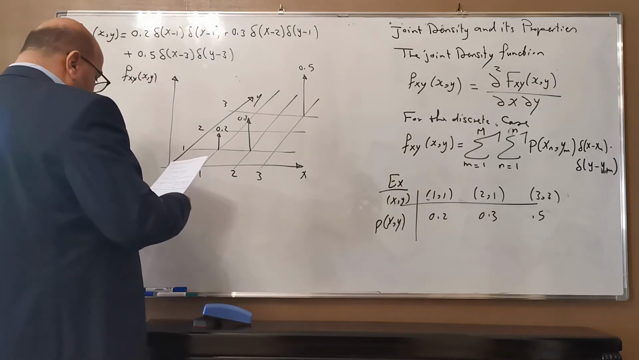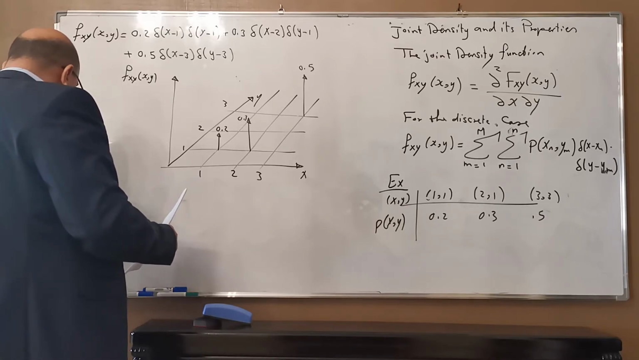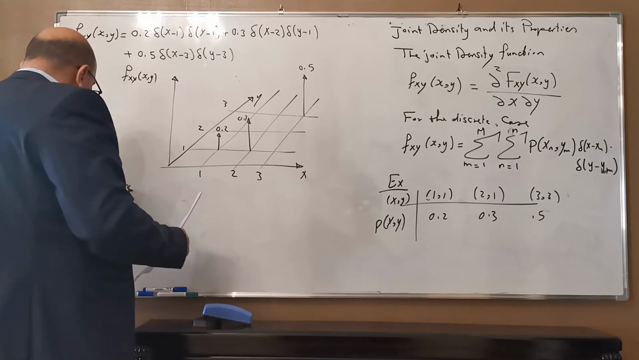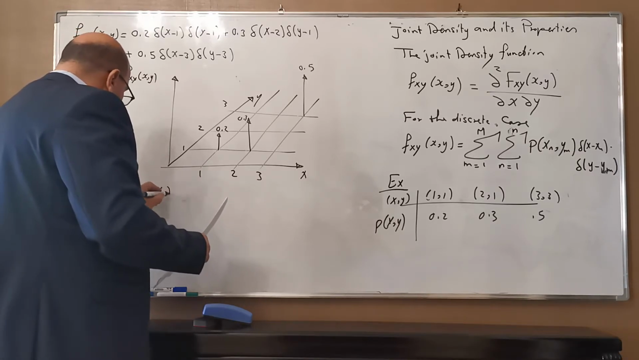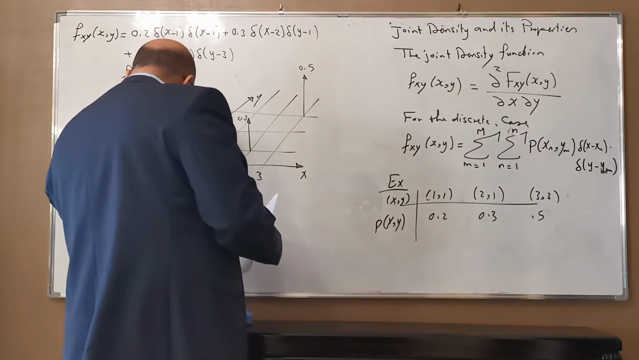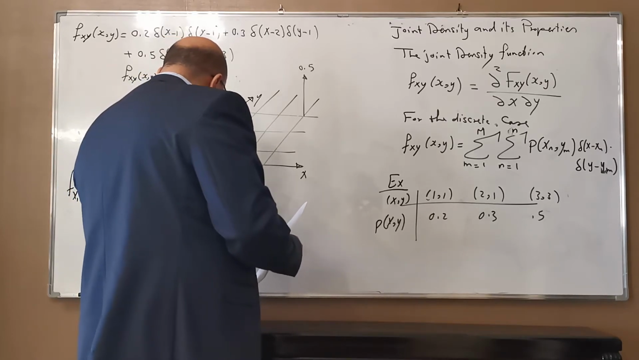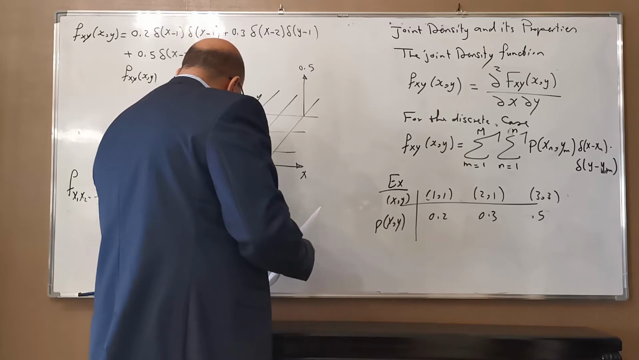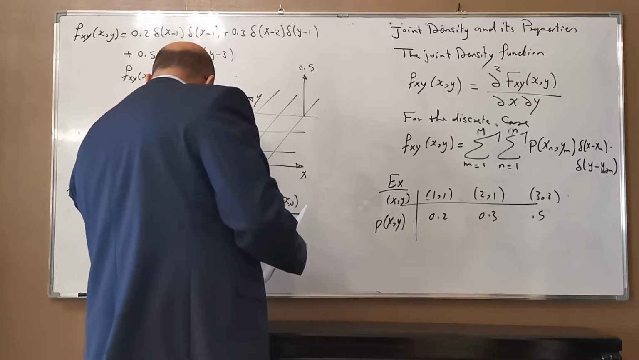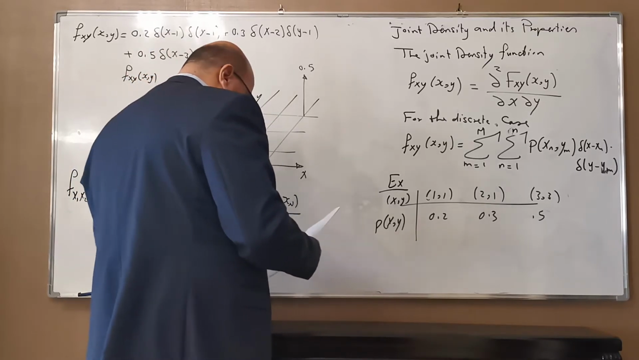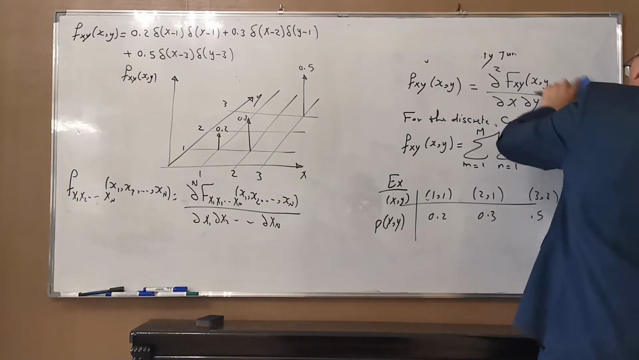So we can say that for multiple variables, f_X1,X2,...,Xn(x1,x2,...,xn) equals the partial nth derivative of F_X1,X2,...,Xn(x1,x2,...,xn) with respect to partial x1, partial x2, up to partial xn. Okay? This is the relationship of the joint density with the distribution for the nth dimension.